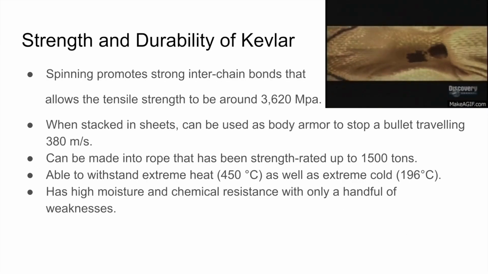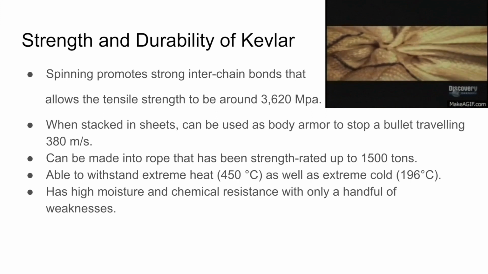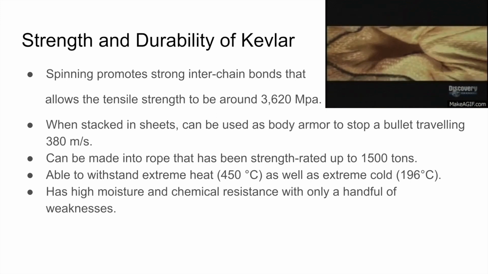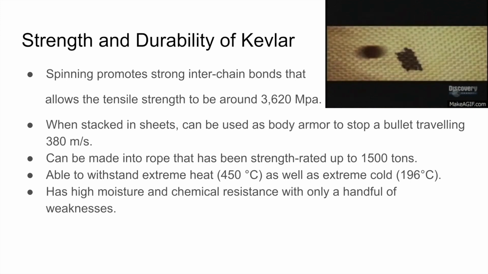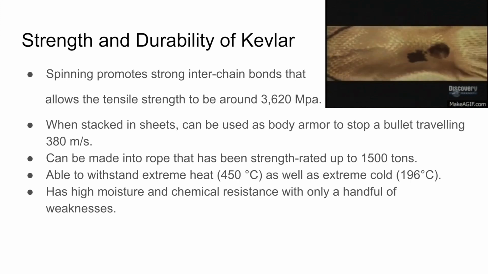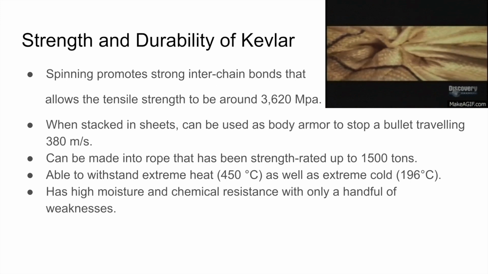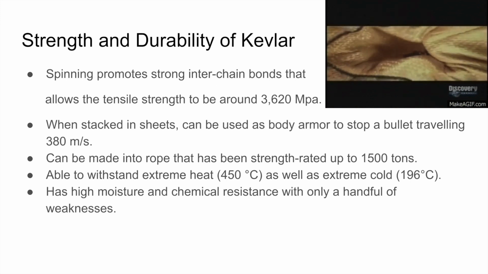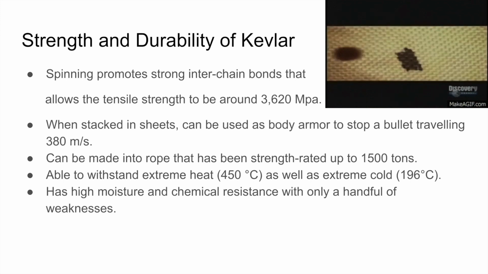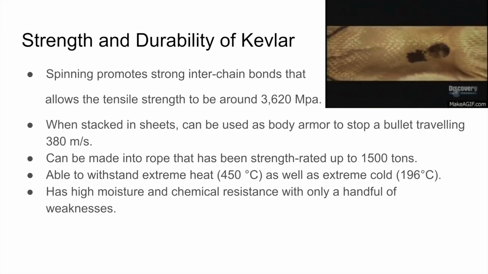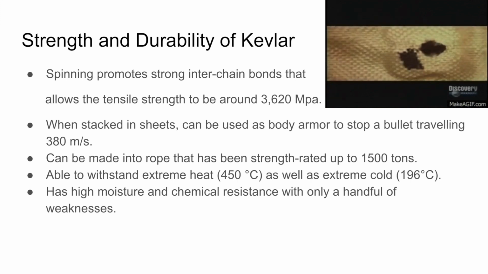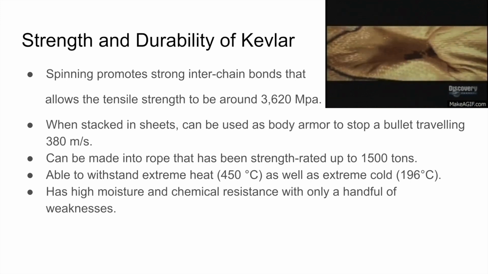Kevlar is fairly well known around the world for being an extremely tough material. One of the most well-known uses for it is for lightweight bulletproof vests. The alignment and spinning process allows the fibers to form strong interchain bonds, which helps the tensile strength reach around 3,620 megapascals. When spun into sheets and stacked into multiple layers, it can stop a bullet traveling at speeds of 380 meters per second and even more, depending on how many layers are used.